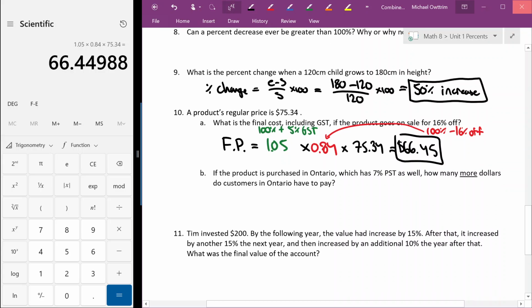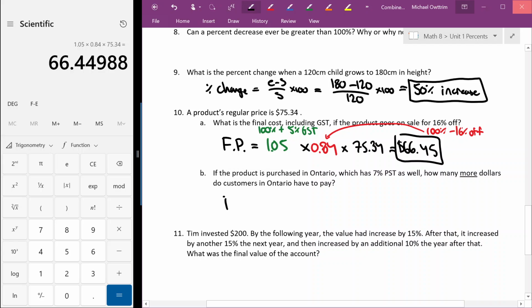Now, if the product is purchased in Ontario, which also has 7% PST, we want to know how many more dollars do the customers in Ontario have to pay. So, of course, maybe this is on sale at a national brand like Canadian Tire has stores across the country, or Home Depot, or whatever. And so we want to think about how much more do our colleagues in Ontario have to pay.